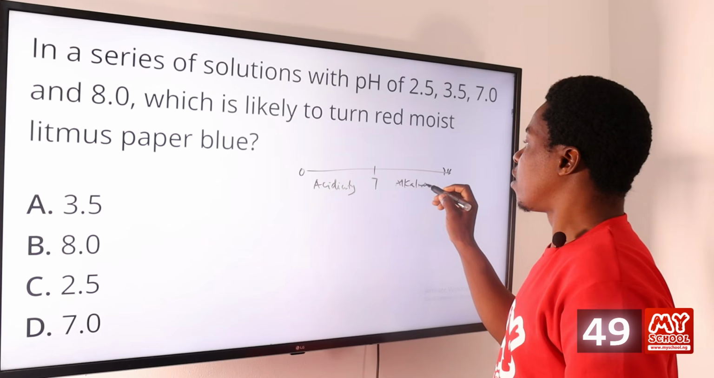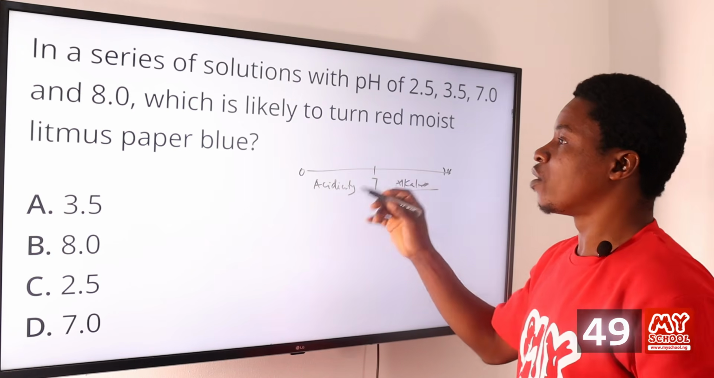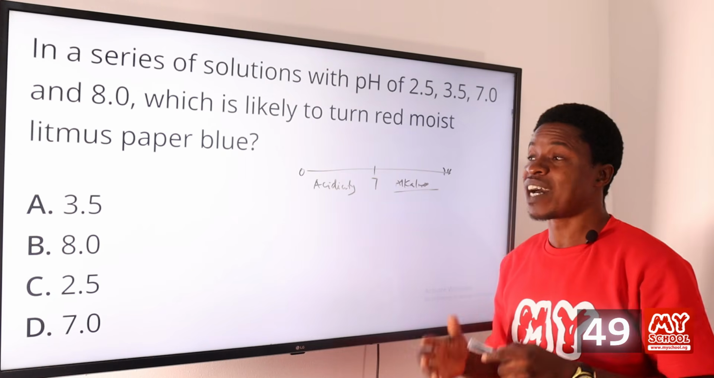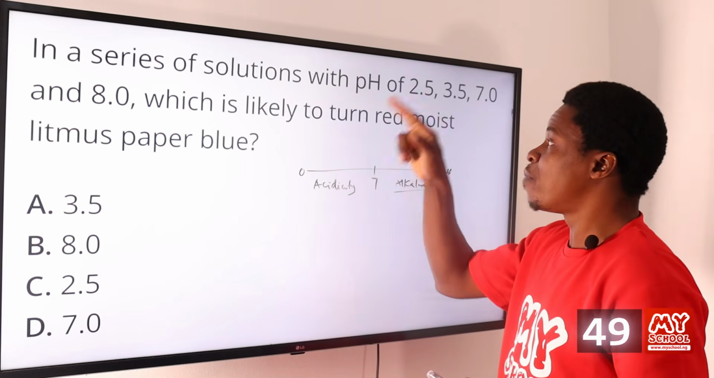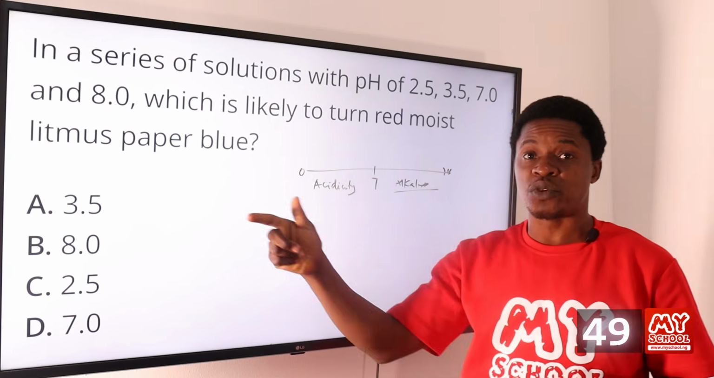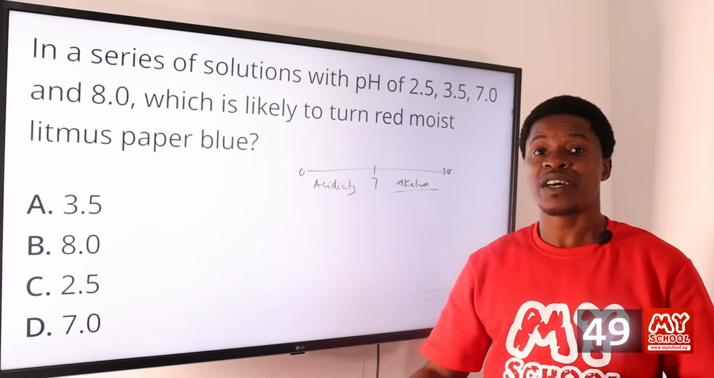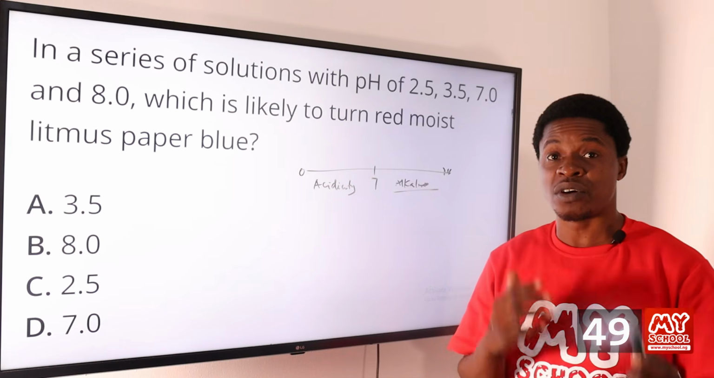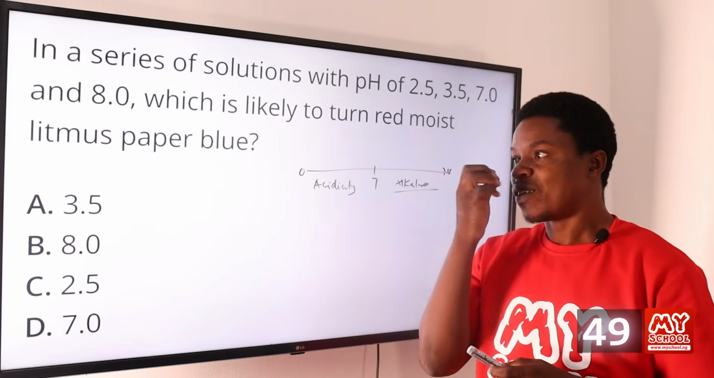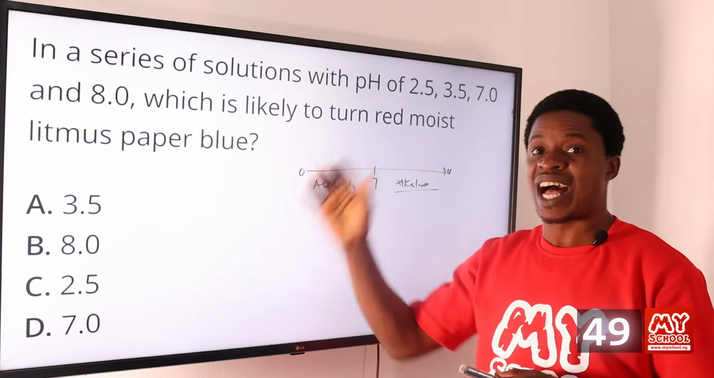So it's only alkaline that has values on the pH scale that can change red litmus paper to blue. It is alkaline or basic that can turn red litmus paper to blue. That is one of the physical properties of bases or alkali. So the examiner is asking which among these is alkali in nature.